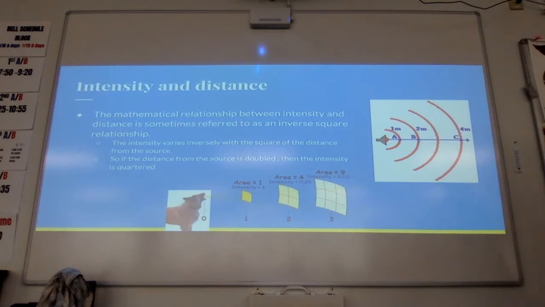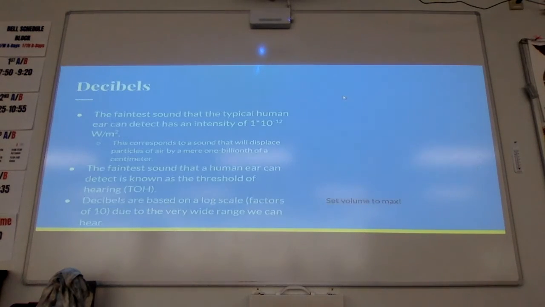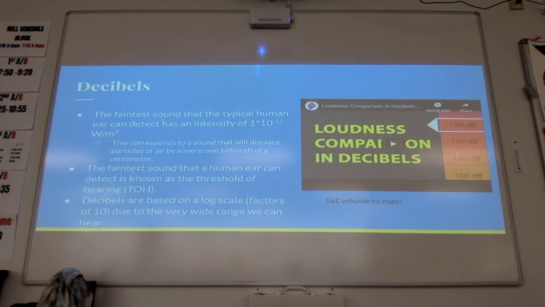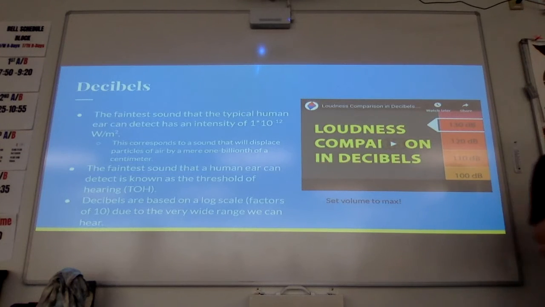So, intensity and distance. Now, we take intensity and we modify it to what we can hear, and we call this decibels. You've probably heard of decibels. If you've ever gone to a rock concert or talked about being at an airport, decibels are how we measure the sound and how loud something is compared to our own reference point.